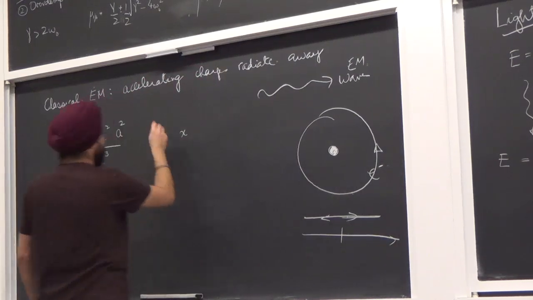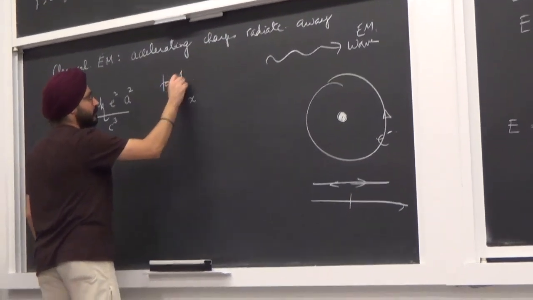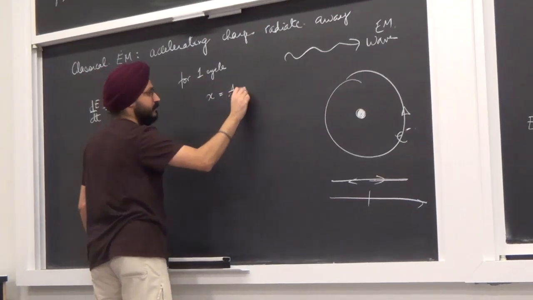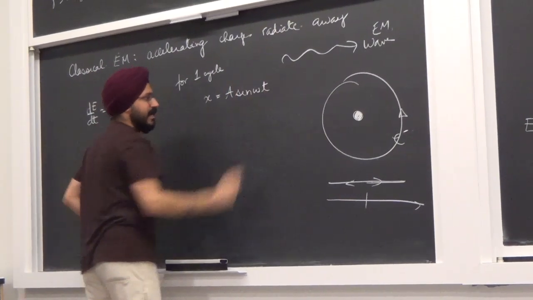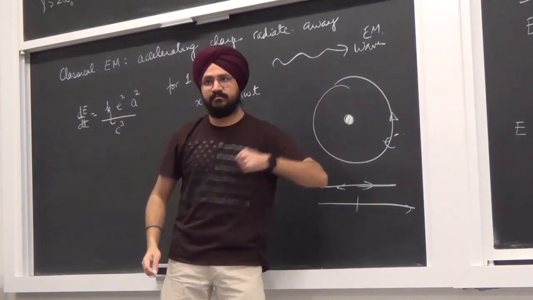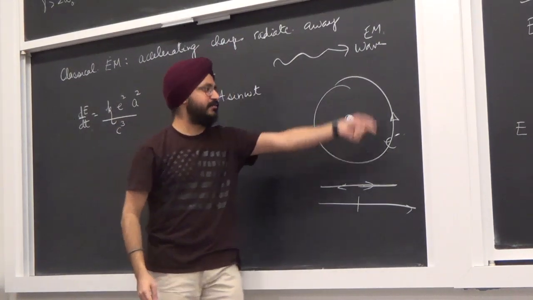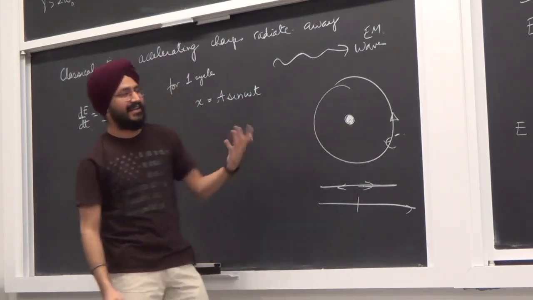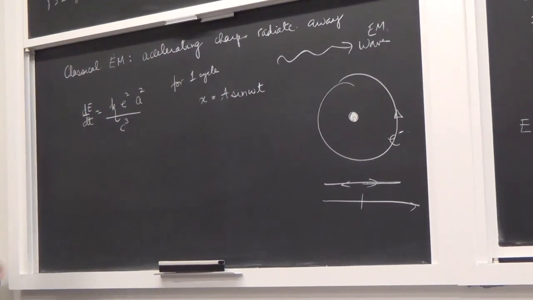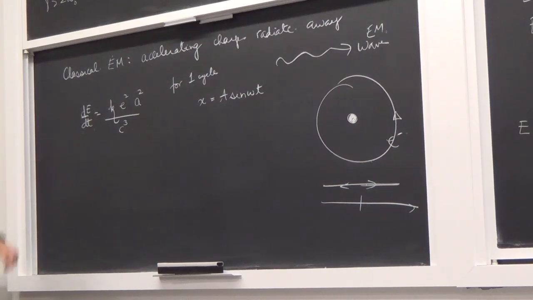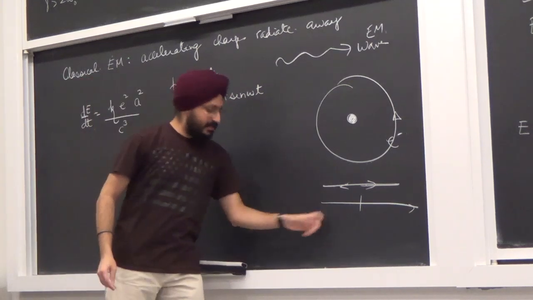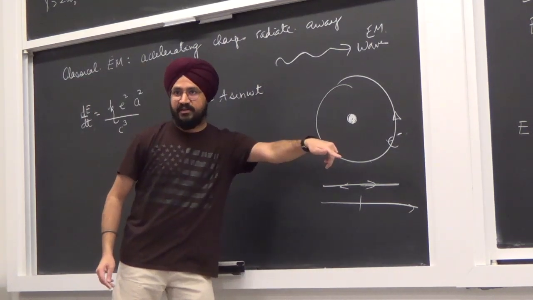So for one cycle, roughly, x is like some amplitude times sine omega t. And omega is the frequency at which it moves around. In the atom, it's the frequency of its revolution around the nucleus. If that language even makes sense, it doesn't, but again, we are young. That's my change of position in my approximation of a one-dimensional oscillator.